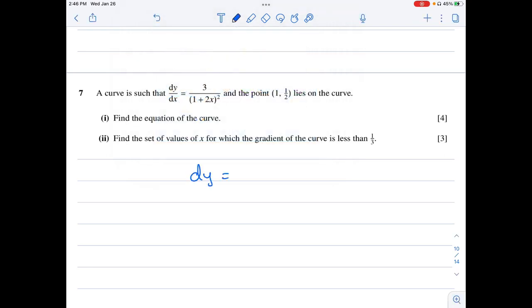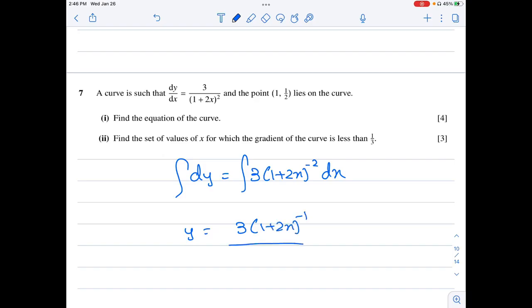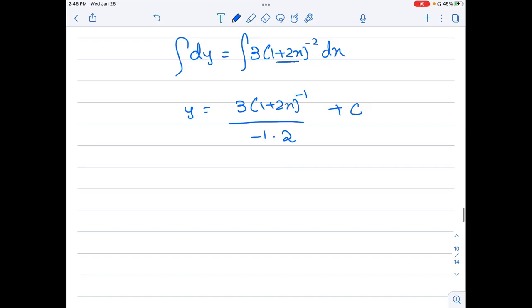So dy equal to 3 times 1 plus 2x whole to the power of minus 2 dx. Do the integration. So y is equal to 3 times 1 plus 2x whole to the power of minus 1 upon minus 1 times 2. Don't forget to write times 2 plus c. From where did I get times 2? Derivative of 1 plus 2x.